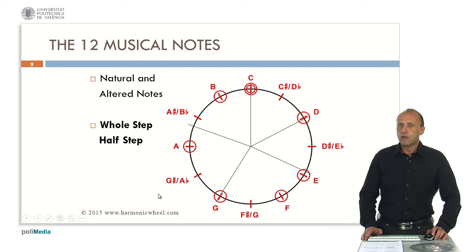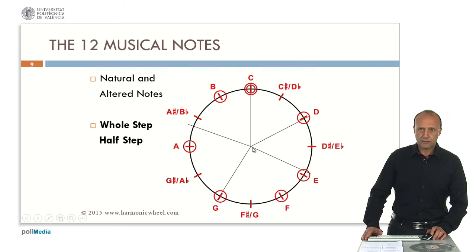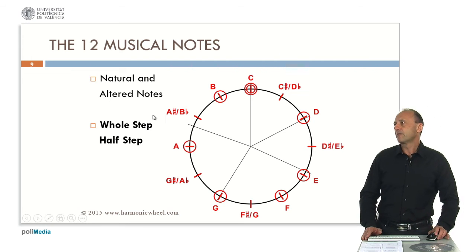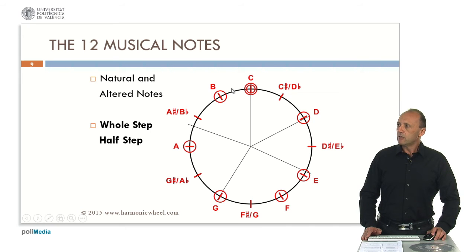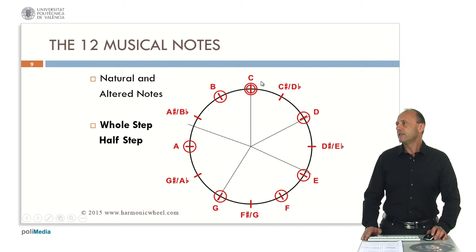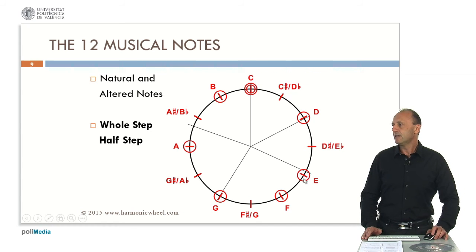Once we have divided the chromatic circle into 12 parts, or 12 notes, we have to assign names to these notes. Assigning the names to the notes is made in a particular way. There are 7 notes which are called natural and the other 5 are called altered. The reason for this will be explained when we study the major scale. The natural notes are C, D, E, F, G, A, and B.